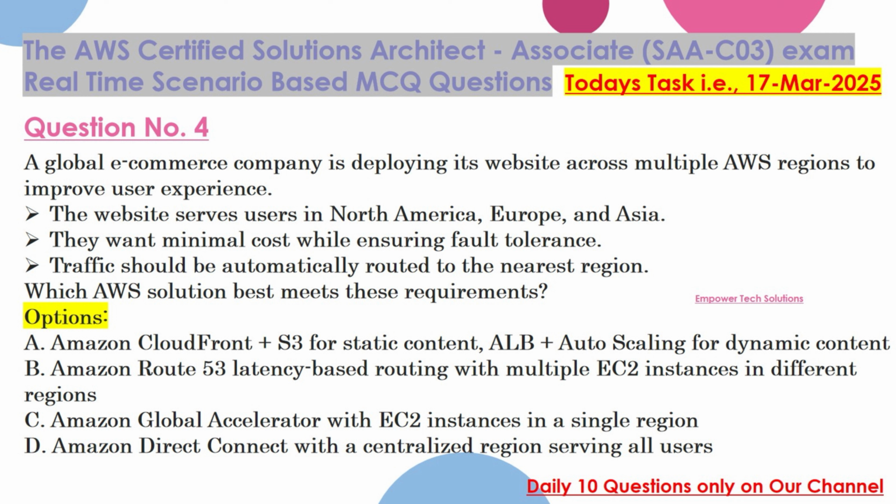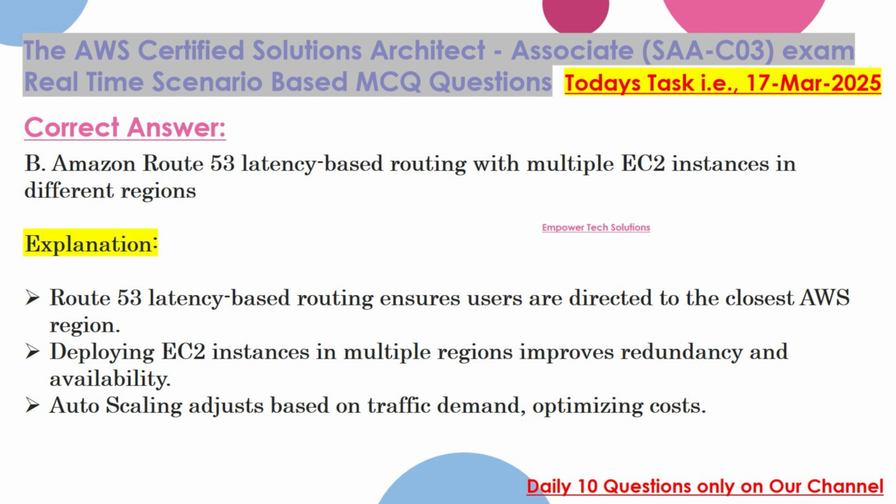Options: A. Amazon CloudFront plus S3 for static content, ALB plus auto scaling for dynamic content. B. Amazon Route 53 latency-based routing with multiple EC2 instances in different regions. C. Amazon Global Accelerator with EC2 instances in a single region. D. Amazon Direct Connect with a centralized region serving all users. Correct answer: B. Amazon Route 53 latency-based routing with multiple EC2 instances in different regions.